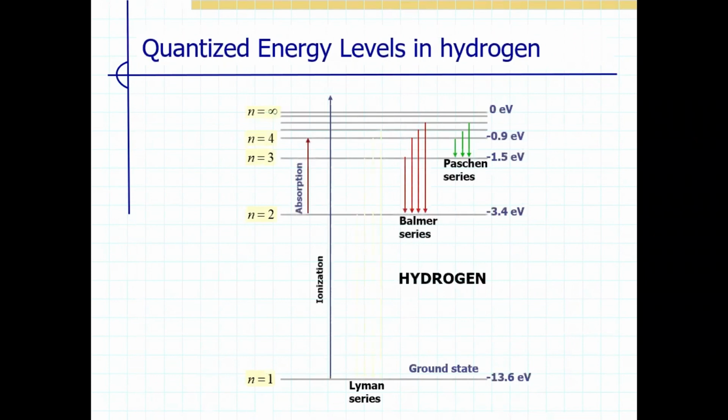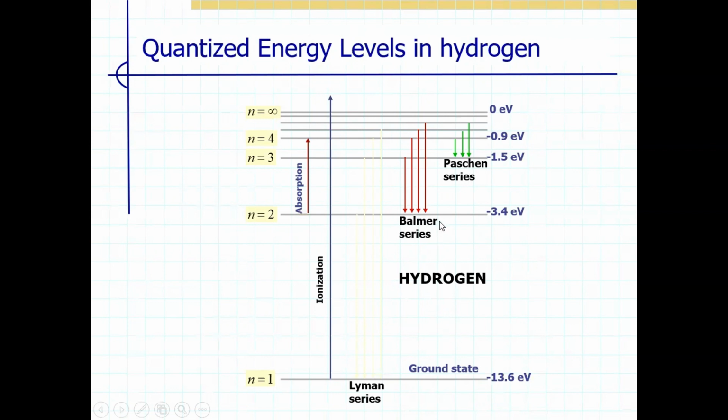So the quantized energy levels in the hydrogen atom are like this: the ground state has minus 13.6 electron volts, and the first excited state has the energy level of minus 3.4 electron volts, and the next higher is that. And we can see that if the electron falls to the ground state from any of the energy levels, then it is going to produce the Lyman series.